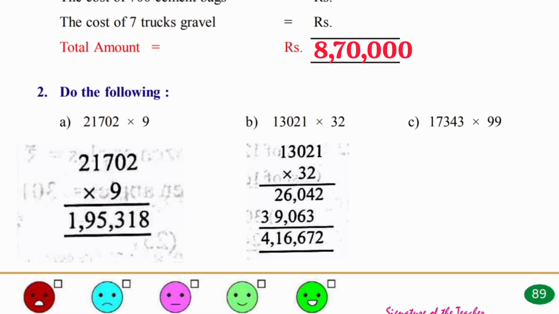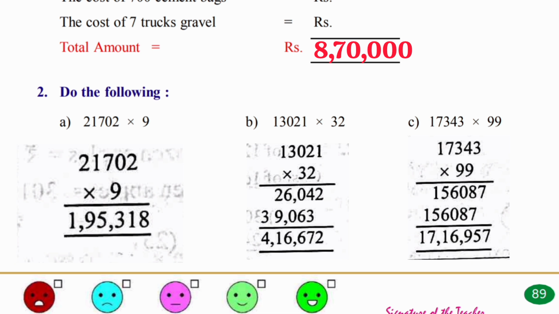The answer is 4,16,672. Understood? So, next third one, 17,343 multiplied by 99. Do the multiplication, you will get the answer as 17,16,957. Here I am not explaining you, because you have to do it. 1 or 2 I will discuss, then the rest you have to do. In this way you may improve yourself. That is my main intention. Understood guys?